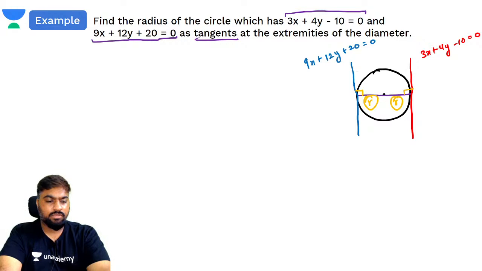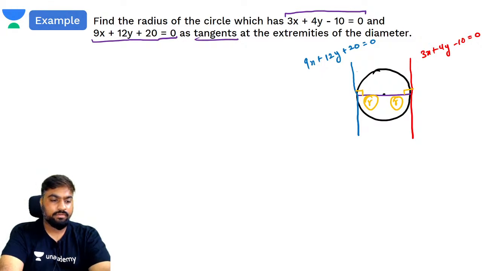Try this question out. So what they're saying is they've given the tangents, right? Tangents को रख के you have to find out the radius. ठीक है?